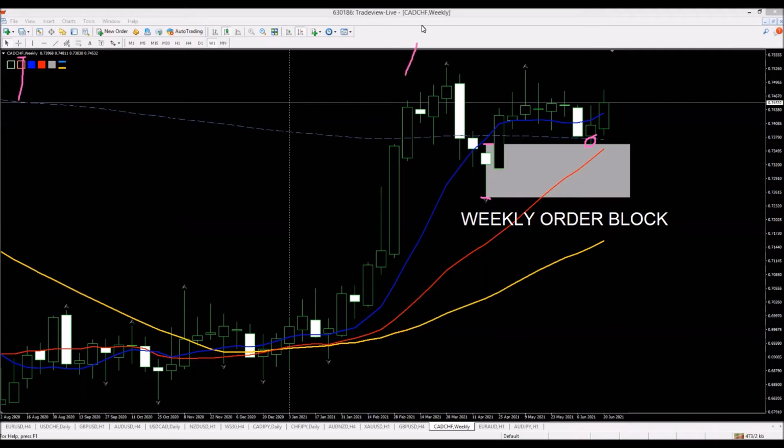We're going to take a look at how this weekly order block, you can see it's on the weekly chart, played out when it was retested and how we could have got into this trade and made the profit therein. Let's run the intro.